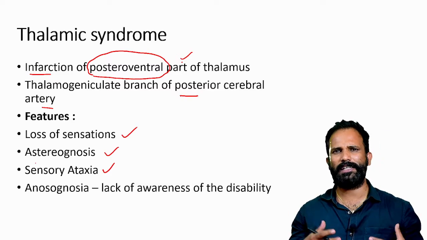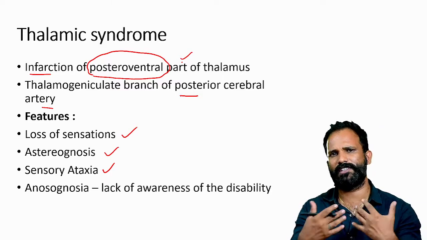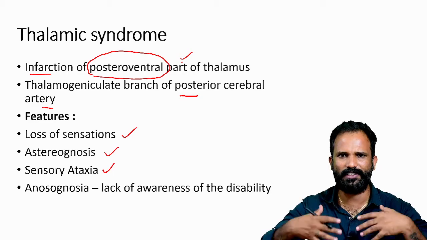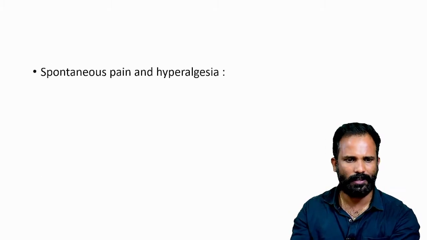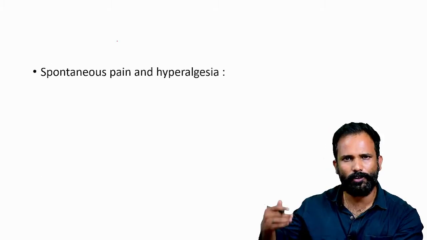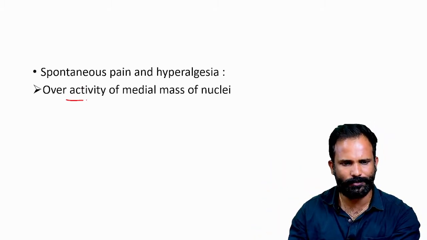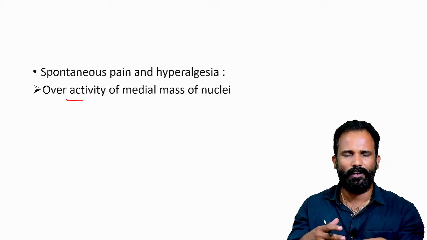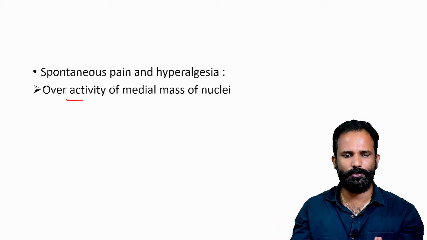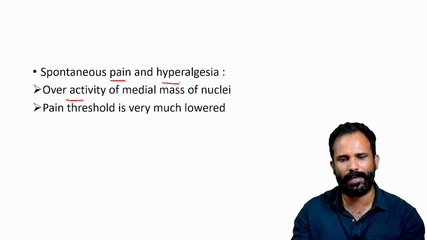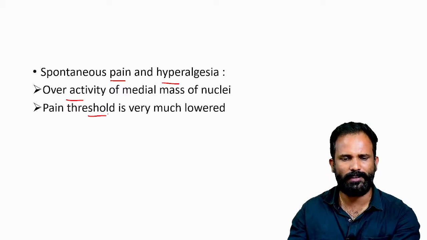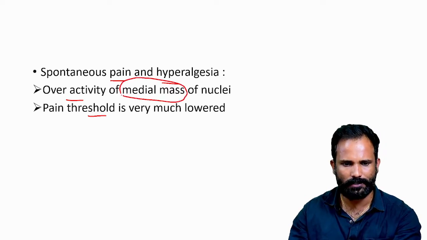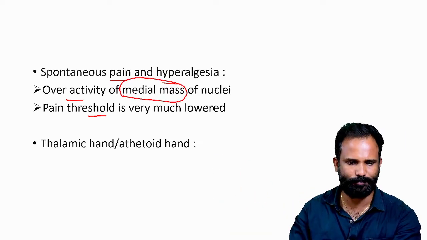Anosognosia, where the patient is unaware of his disability, is called anosognosia. He doesn't know that he has that disability. And the medial group of nuclei will become overactive. So even the touch of a breeze or wind will induce pain. So spontaneous pain and hyperalgesia is there. In that, pain threshold is very much lowered due to the compensatory overactivity of the medial mass of nuclei.